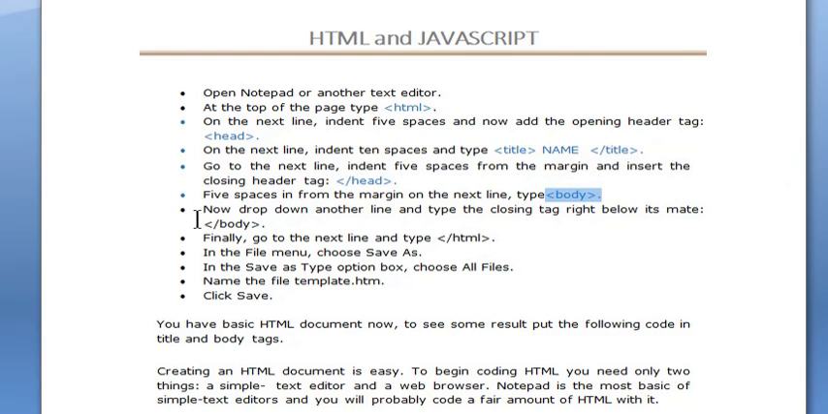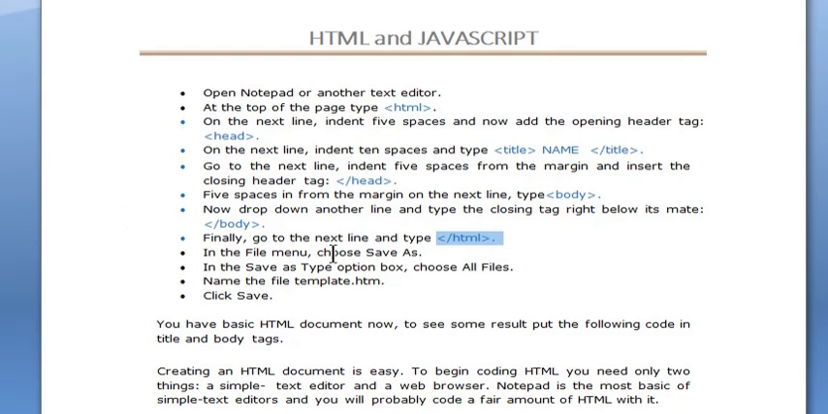Okay, now drop down another line and type the closing tag right below its mate. So after writing the body tag, you can write the closing of the body tag. This is the closing of the body tag. Okay, and finally go to the next line and type slash html. So you write the body tag, then the closing of the body tag, and slash html.